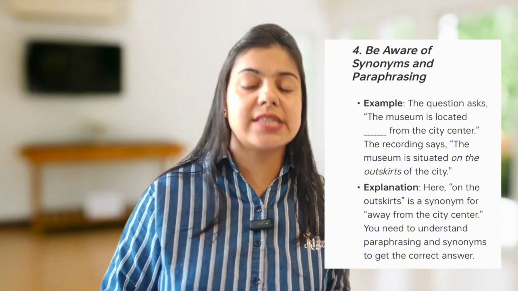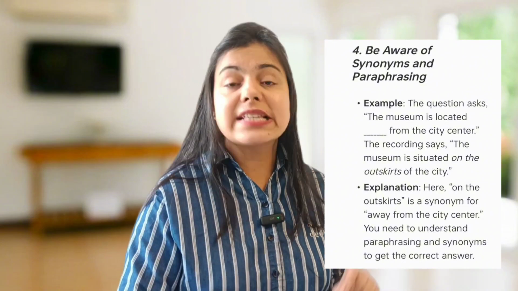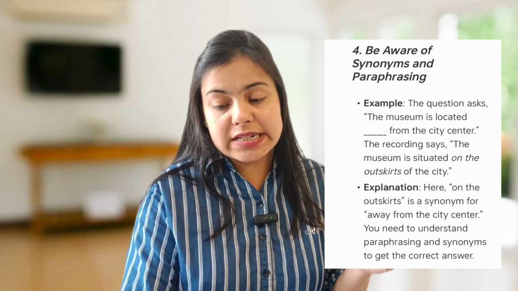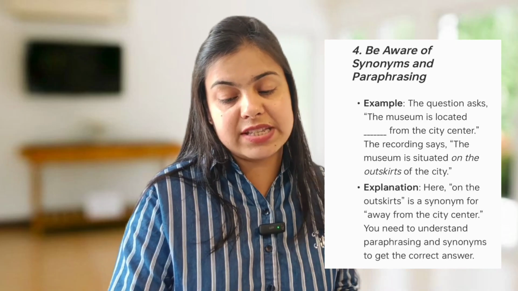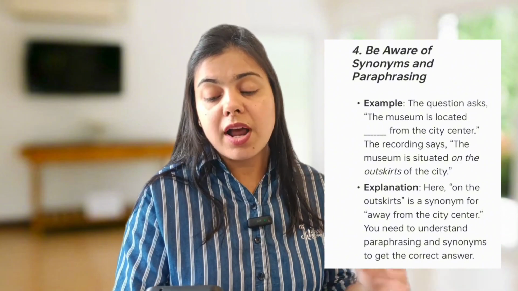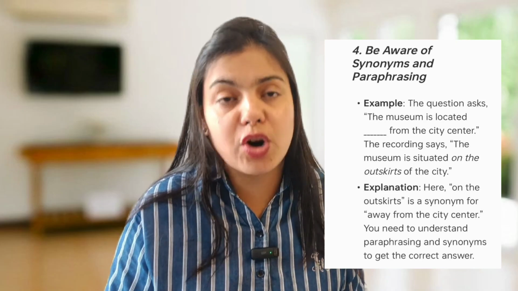For example, if the question says the museum is located dash from the city center, the recording says the museum is situated on the outskirts of the city. Here, on the outskirts is the synonym for away from the city center. So these are the paraphrased and synonym words.